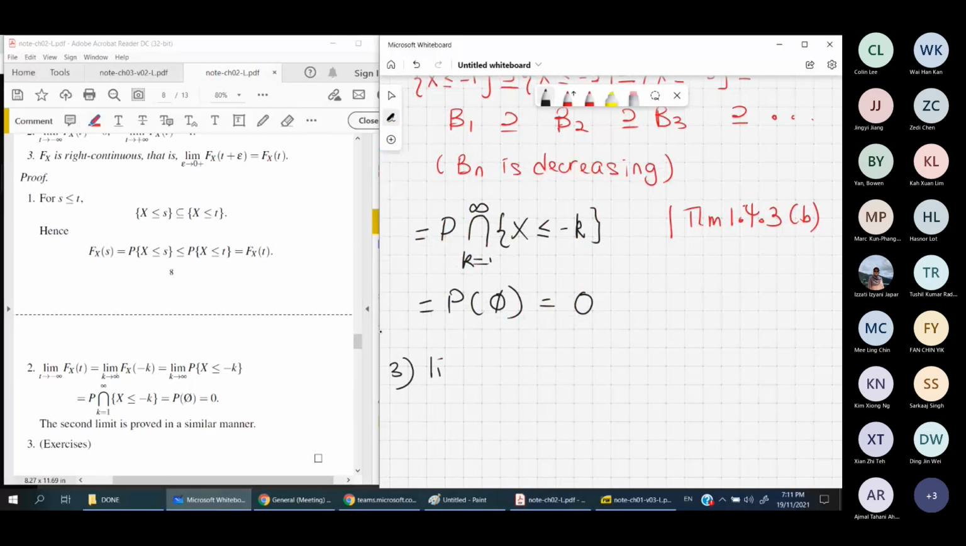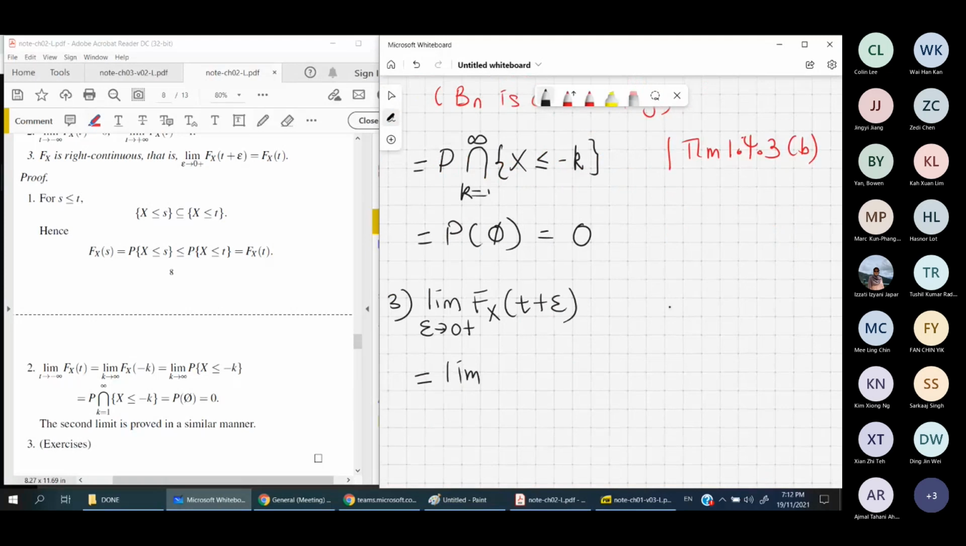So this is what we want, the limit as epsilon goes to 0 positive of F_X(t plus epsilon). The proof is similar. What we can do is, this is actually the limit as epsilon goes to 0 from the right. That means getting 0 smaller and smaller, so we can say this is the limit as k goes to infinity of F_X(t plus 1 over k). When k goes to infinity, 1 over k will approach 0. So that's why we can put it in this way.